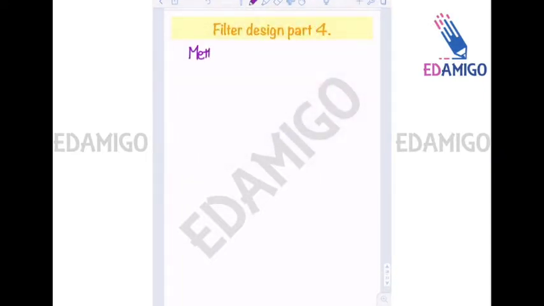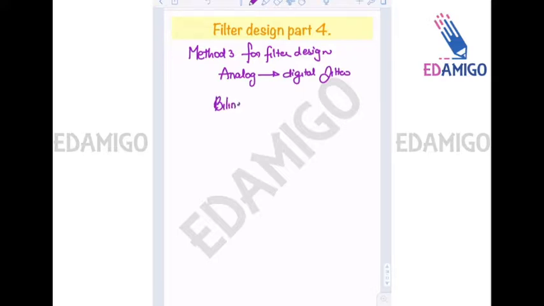Now we will start method 3 for filter design, that is from analog to digital filter, and this method is called bilinear transformation method.